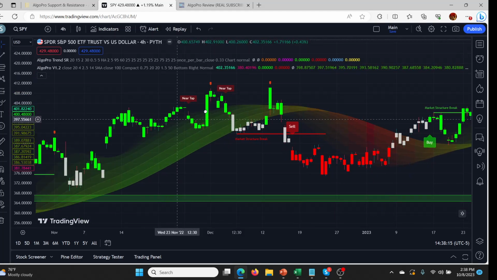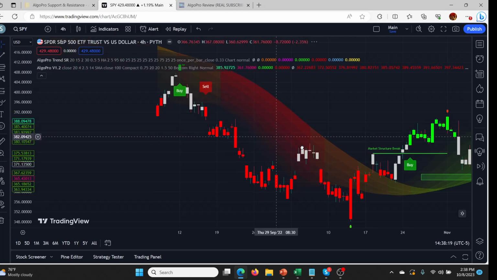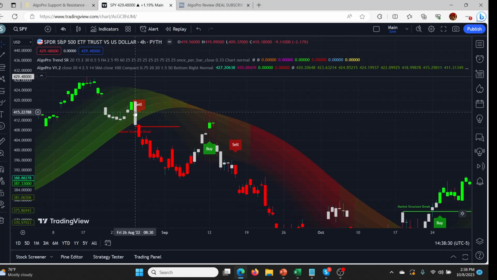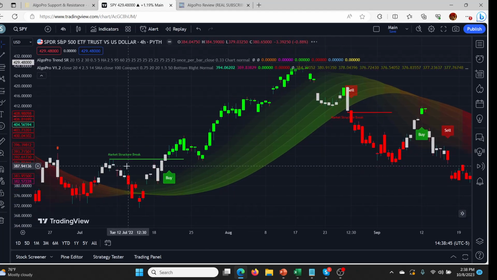So combining these, you can start to get some more confluence that these things actually work. For example, this one didn't work very well at all, but it got out pretty quickly because it switched to a sell. So nothing to worry about here. But look at that in contrast to this one where we have a sell from Algo Pro 1.2's indicator, and then we have a market structure break from the Algo Pro Trend SR combined to give us some nice downside right there. Pretty good.